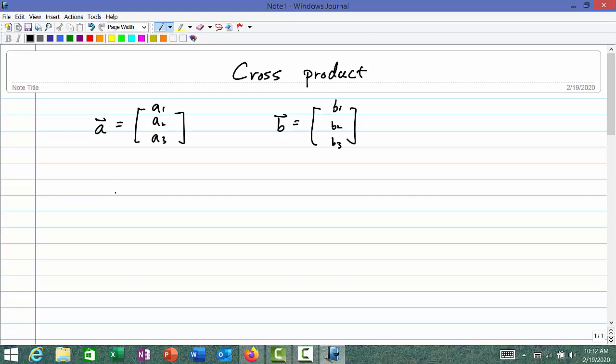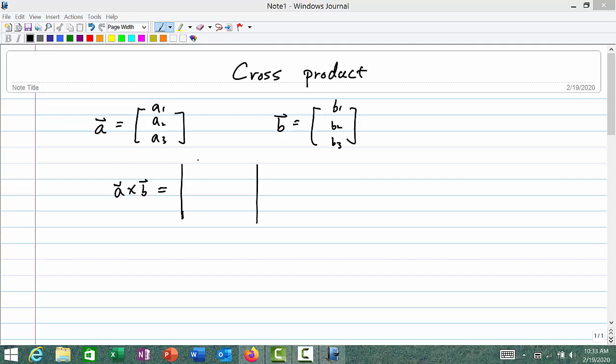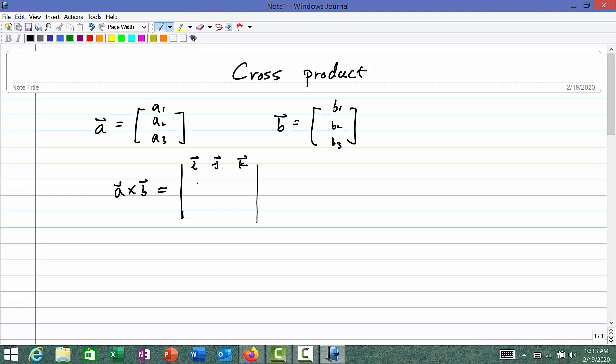So the cross product of A and B is computed based on the determinant of a 3x3 matrix. The 3x3 matrix is composed of this. The first row is always i, j, k. The second row is whatever comes first, so the first vector A, you put as the second row: A1, A2, A3. The B vector comes as the third row, so it's B1, B2, B3. So if you swap B and A, you'll swap the two rows.